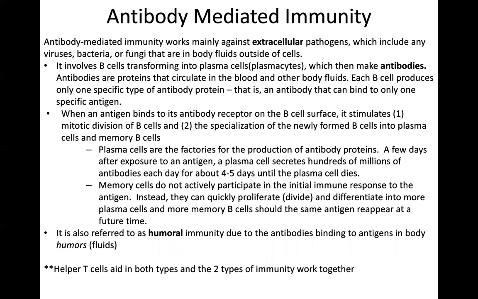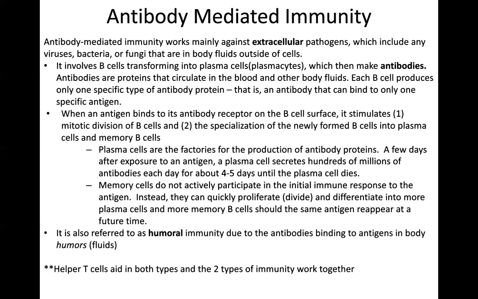When an antigen binds to its antibody receptor on the B cell surface, it stimulates two things: mitotic division of the B cells, and then the specialization of the newly formed B cells into either plasma cells or memory B cells. Once again, plasma cells are the factories for producing antibody proteins. A few days after exposure to an antigen, a plasma cell can secrete hundreds of millions of antibodies each day. That takes about 4 to 5 days until it dies off. Memory B cells do not actively participate in the initial immune response to that antigen, but they can quickly proliferate, or divide, and differentiate into more plasma cells and more memory B cells should the same antigen reappear at a future time.